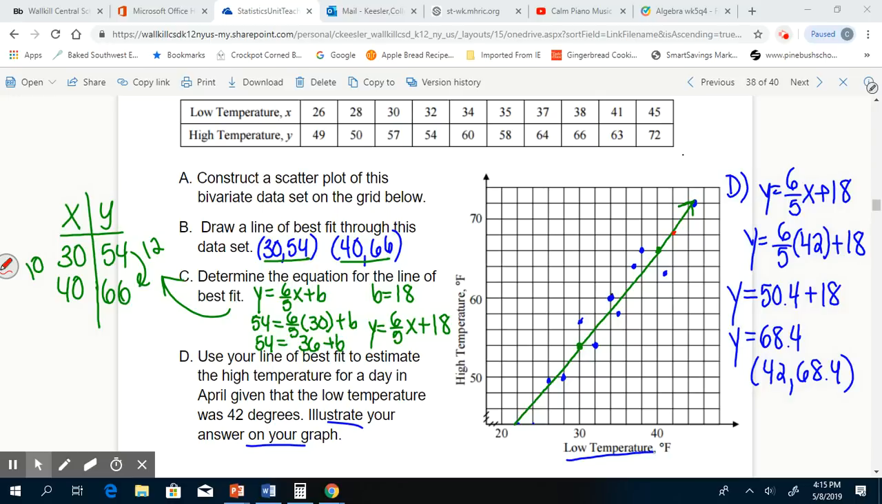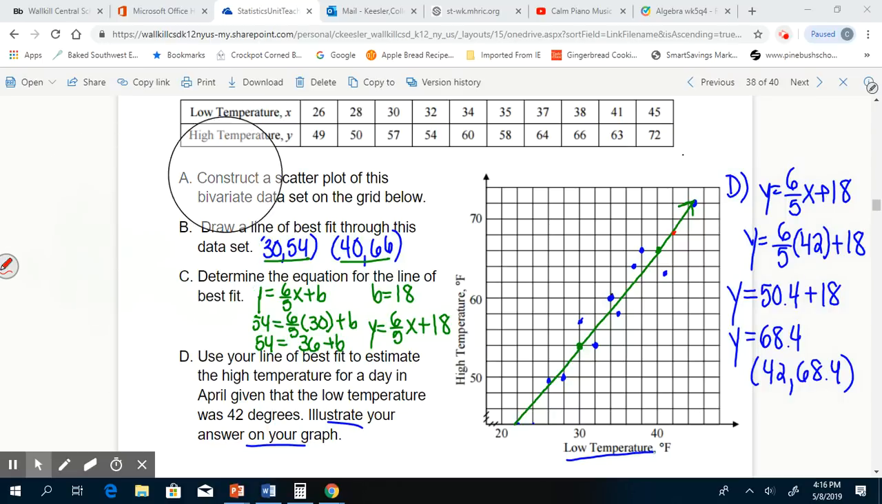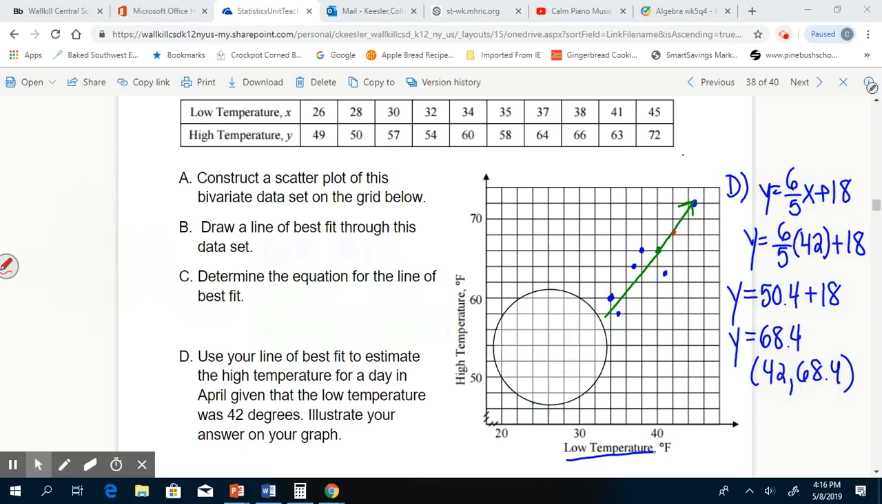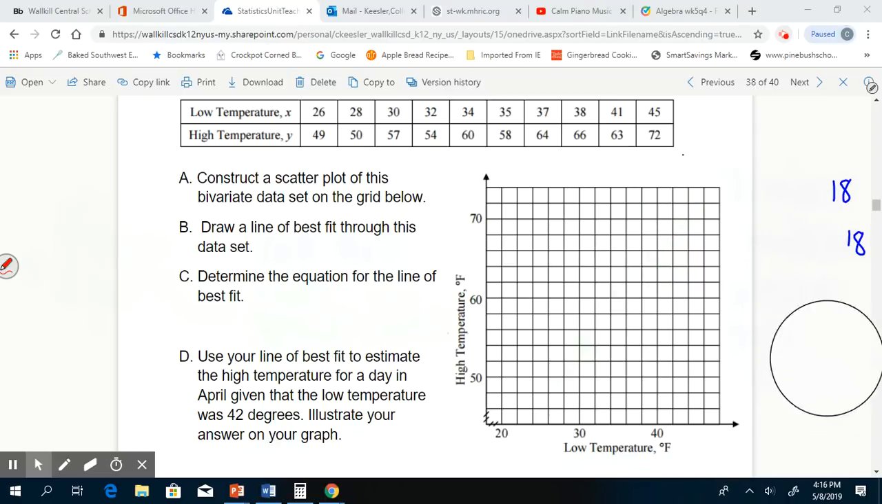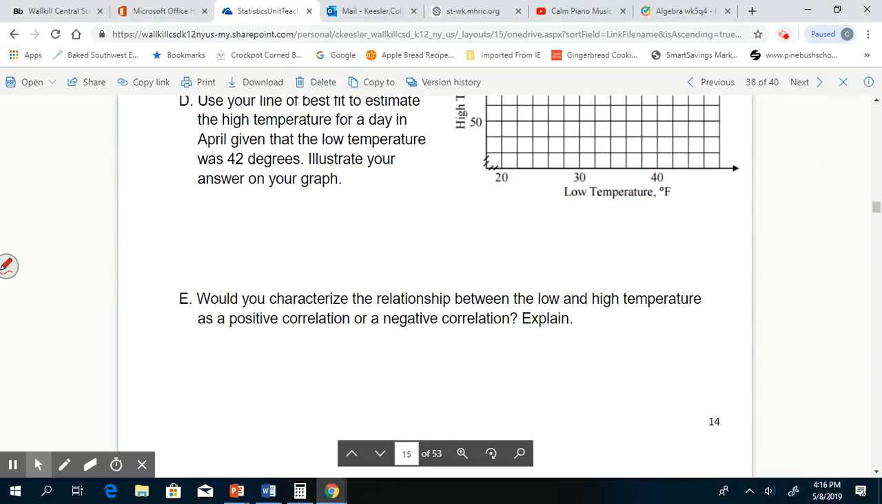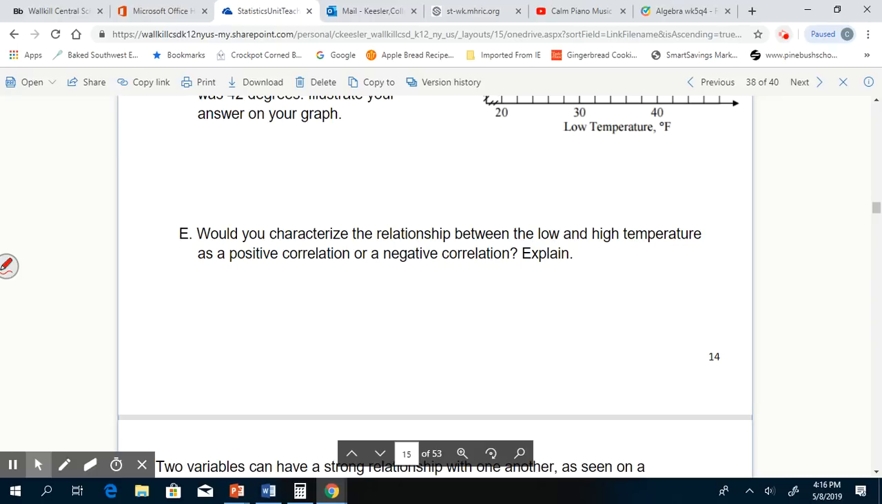Okay, then part E says, would you characterize the relationship between low and high temperature as a positive correlation or a negative correlation, and then explain. And there you want to write that this is a positive correlation. It's a positive correlation because it has a positive slope, and as low temperature increases, high temperature also increases.